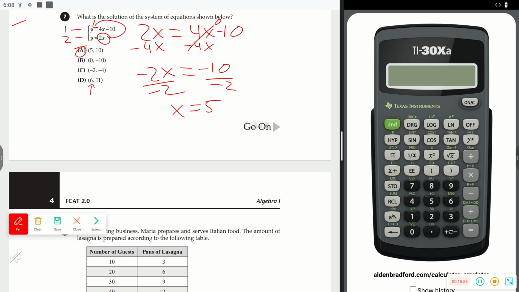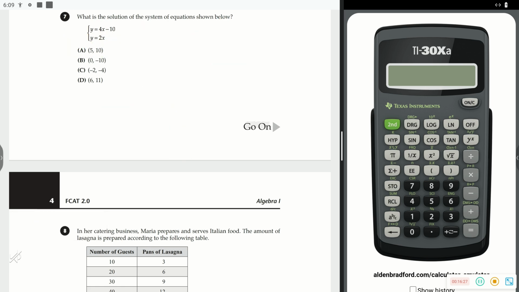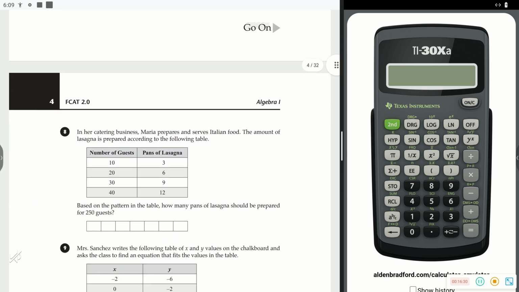But to get the value of y, we can plug the x value into either of the equations. The easier equation to plug it back into is just y equals 2x. So y equals 2 times 5, so y equals 10. So that confirms that we have both of the values in the ordered pair, 5, 10. This is the x and this is the y. And that concludes number 7. We will now move on to number 8.